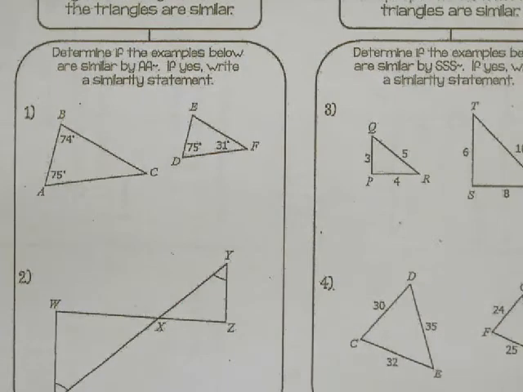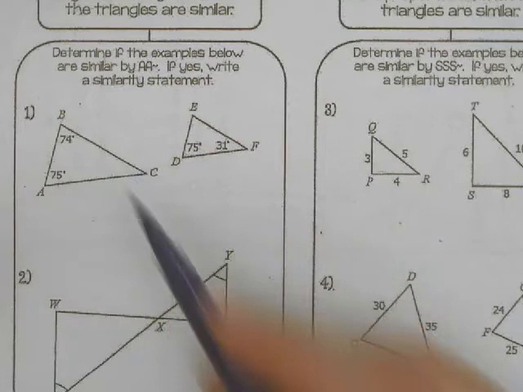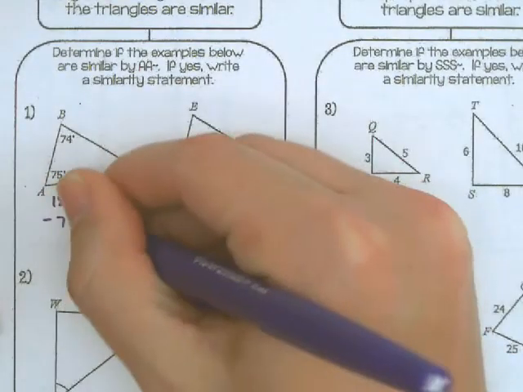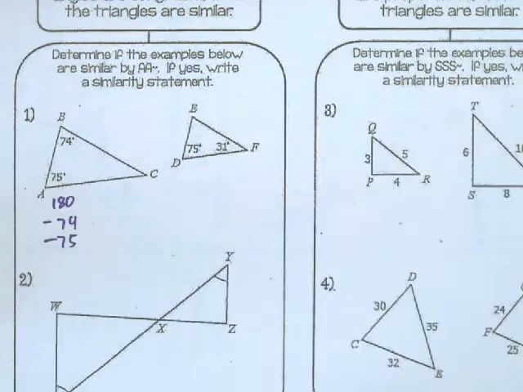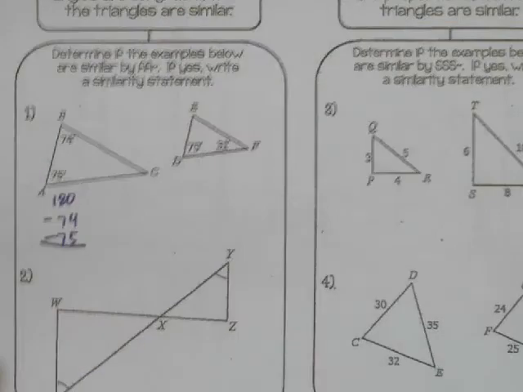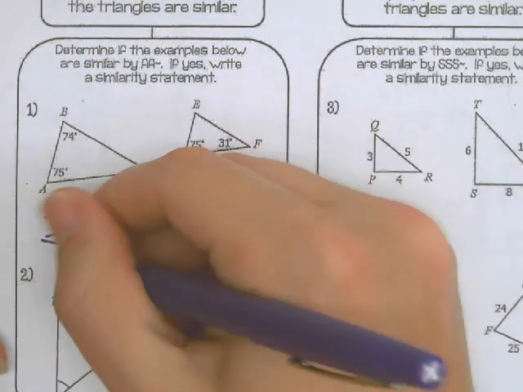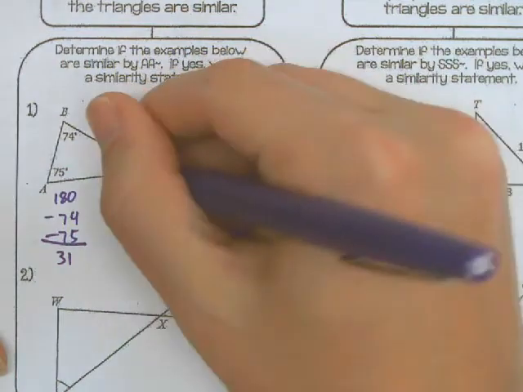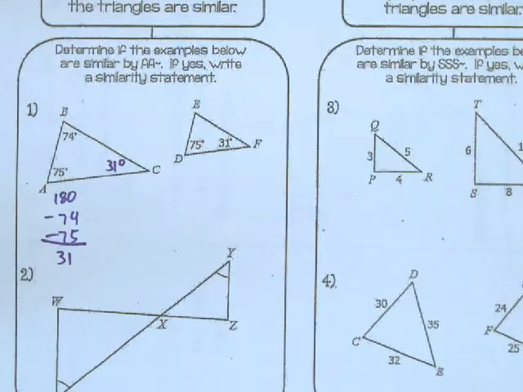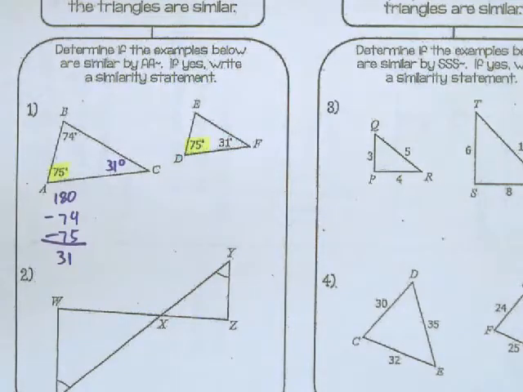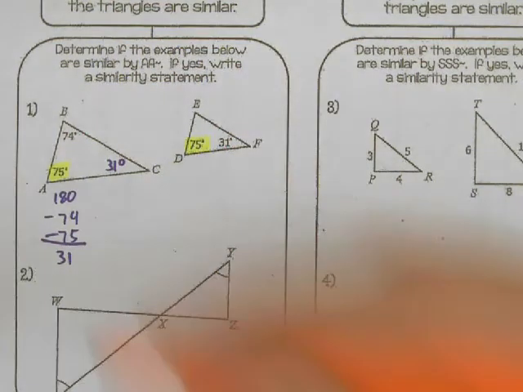The first thing I'm going to do is solve for angle C in the big triangle. I'm going to subtract 74 and 75 from 180, and I get 31 left over. So angle C is 31 degrees. From there, I'm going to match up the 75-degree angles and then the 31-degree angles.